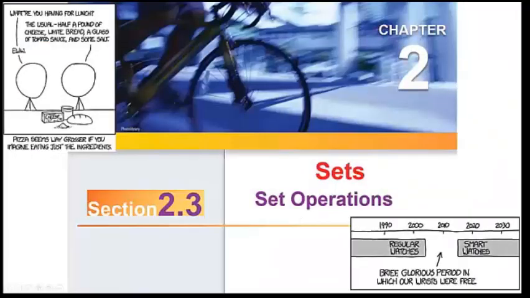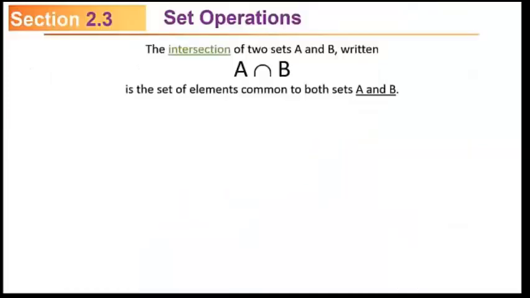We want to continue our discussion of Chapter 2 on sets by covering Section 2.3 on set operations. The intersection of two sets A and B, written with the arch shape or upside down U shape between the sets A and B, that's the symbol for intersection. The intersection of two sets A and B is the set of elements common to both sets A and B.